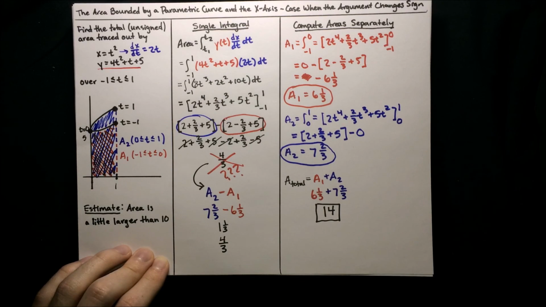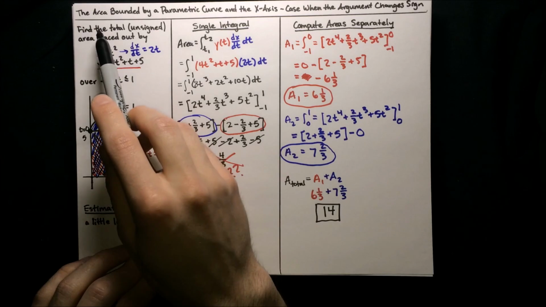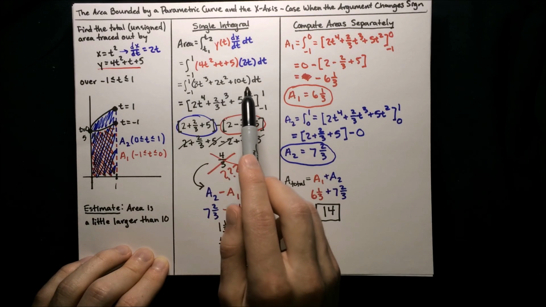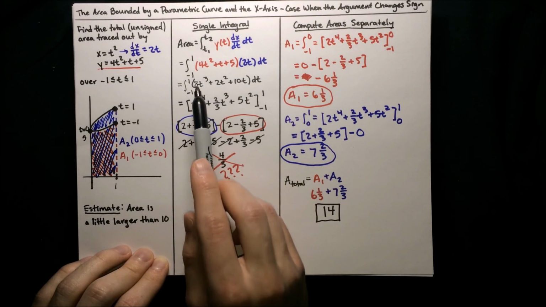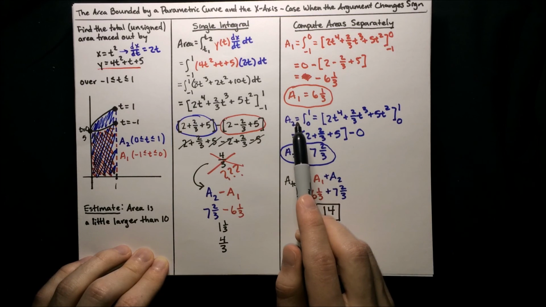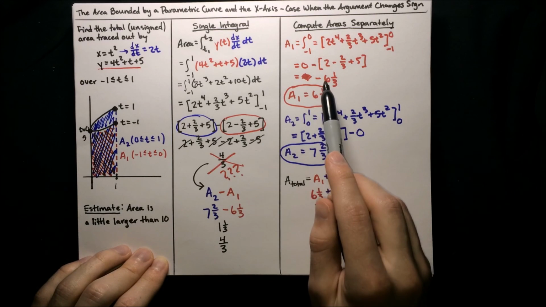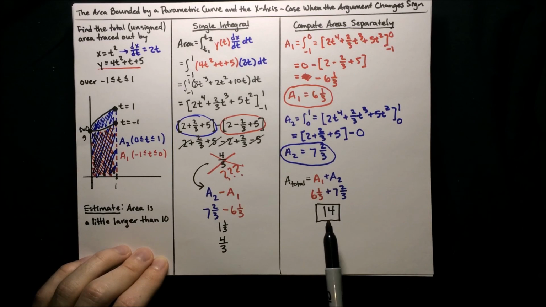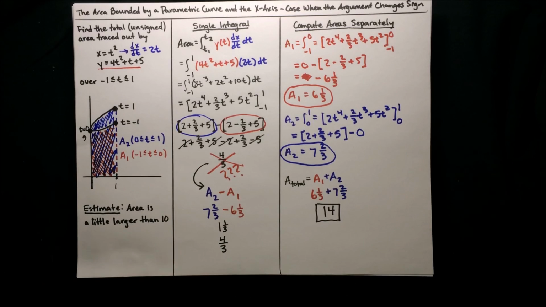So the takeaway of this problem is that if you want to find the total unsigned area, you need to make sure that the argument of your integral doesn't change sign. If it does, like here, then you have to split it up wherever it changes sign, because some areas will come out negative and you'll need to change them to be positive before you add. And that'll get you to the actual correct answer for the total area. In the future, we'll also learn how to perform other computations with parametric curves, such as finding arc length.